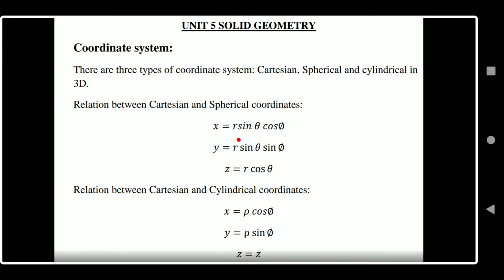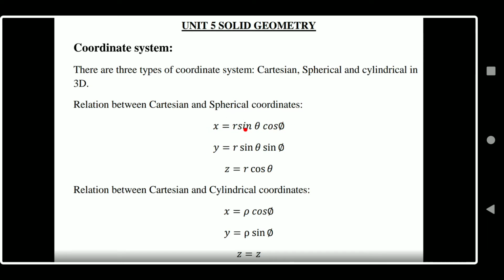Hello students. Today we see some basic concepts which are useful in solid geometry. In 12th standard you have seen Cartesian system, spherical system in xy plane, that is in two dimensional. Here we see Cartesian system, spherical system and cylindrical system in three dimensional. So first we see relation between Cartesian and spherical coordinates, which is given by these three equations.